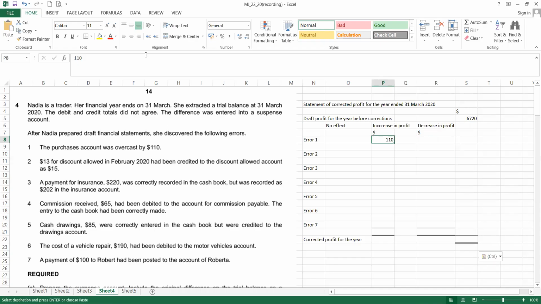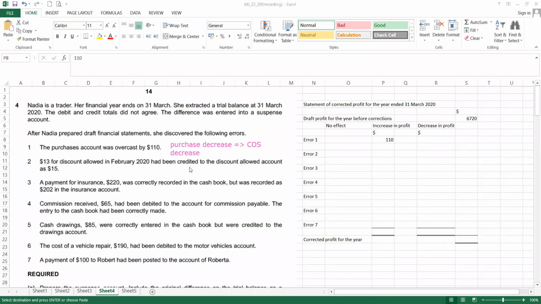Purchases decrease, cost of sales decrease, then profit will increase. So this one, 110 increase.